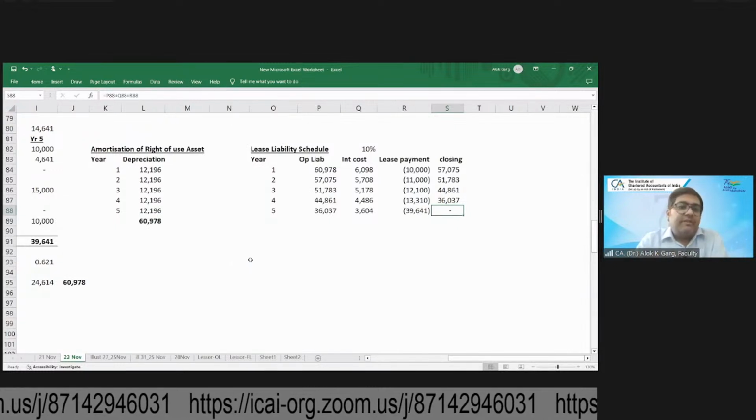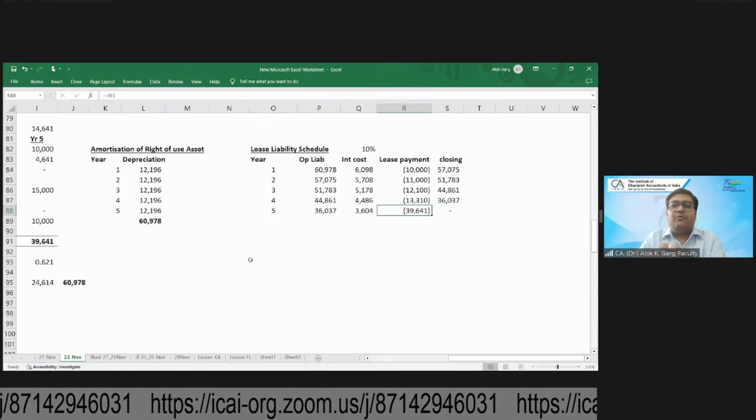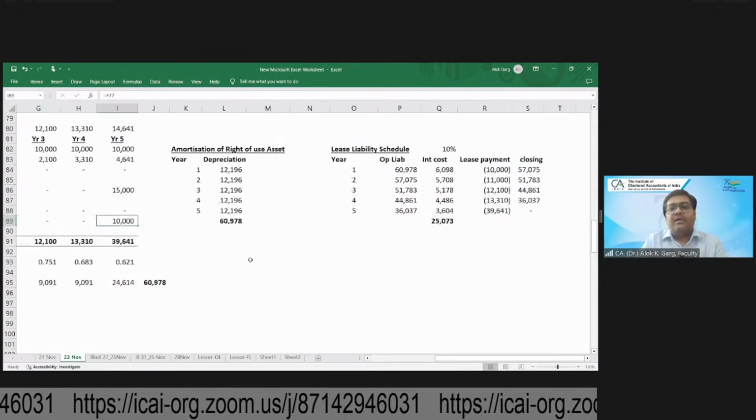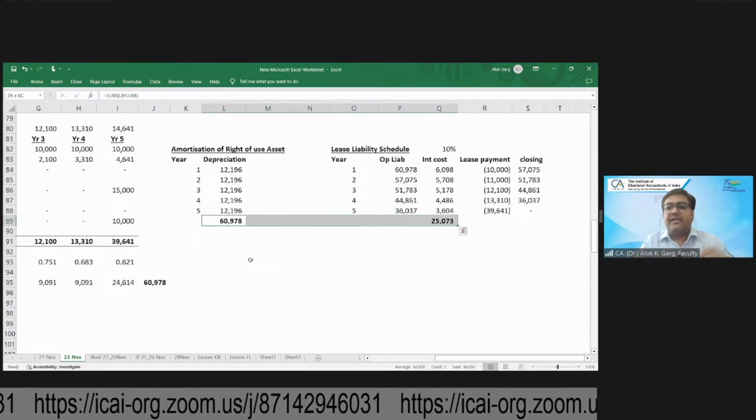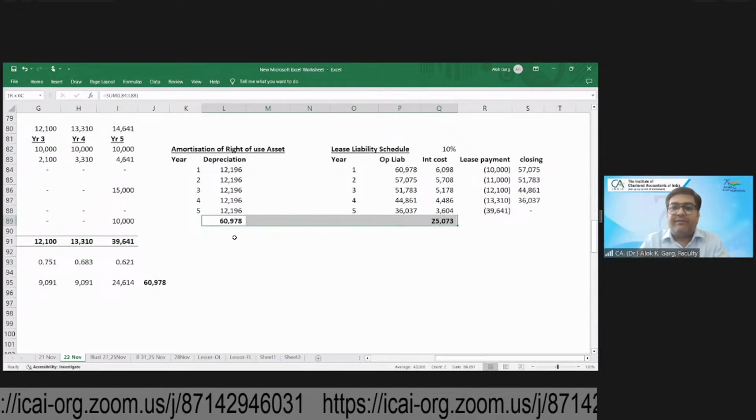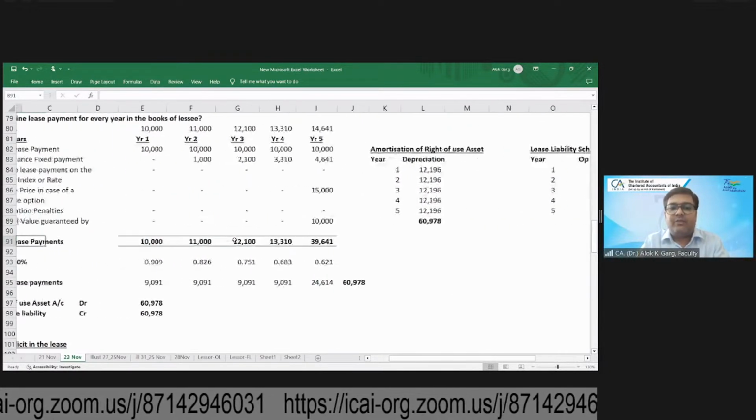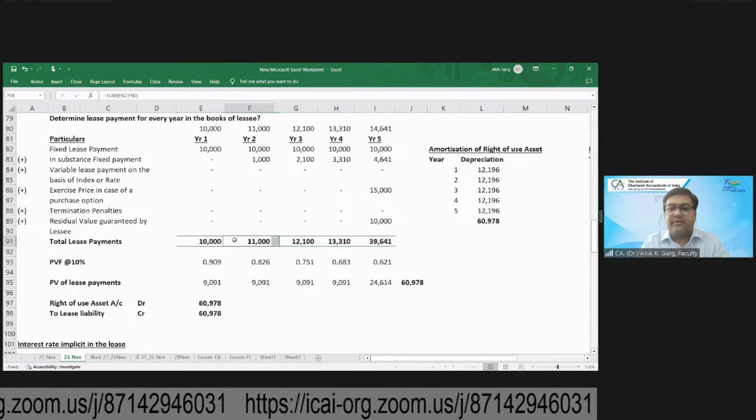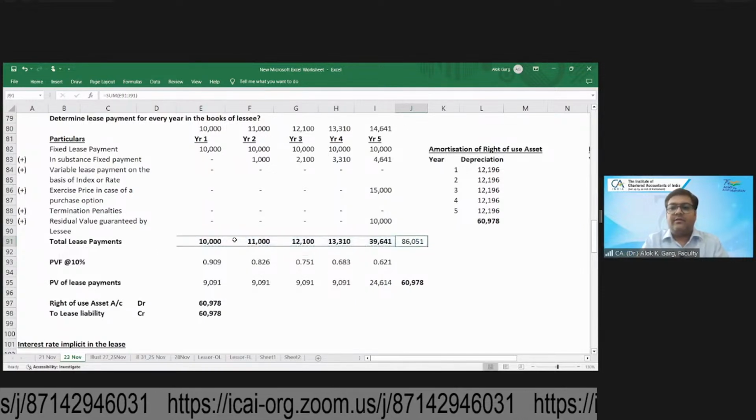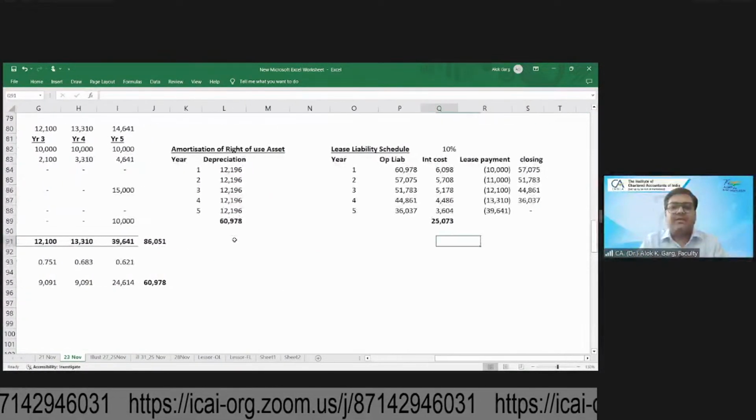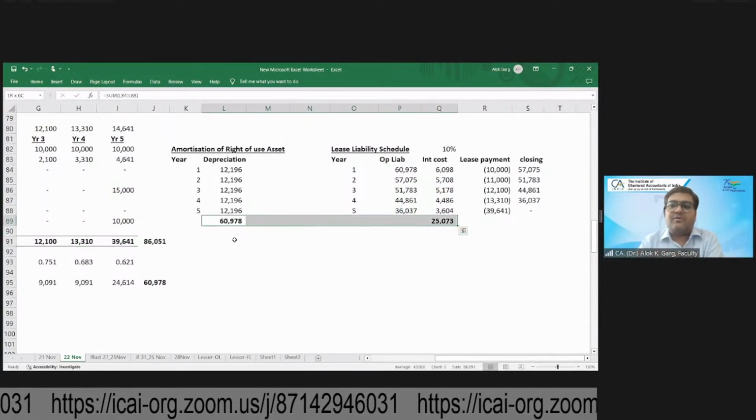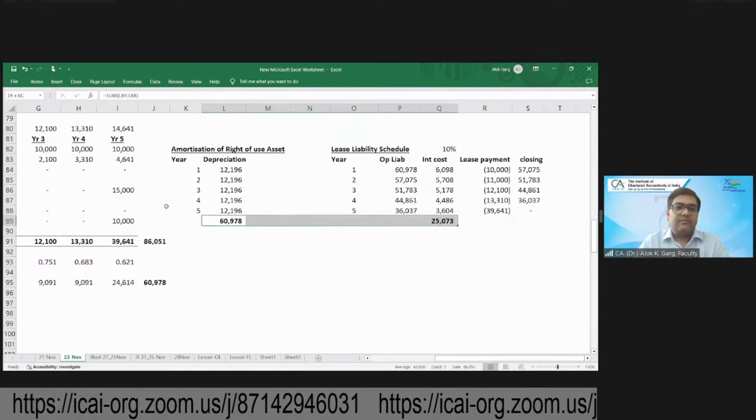Viraj, I hope you are okay with the right of use asset amortization schedule and lease liability schedule. My total interest cost is 25,073 and my total depreciation cost is 60,978. The total amount which will go to the P&L is 86,051. And what is my total payment? My total payment is also 86,051. Right? This will be debited in P&L this way: 60,978 in depreciation, 25,073 in interest cost. Any challenge?